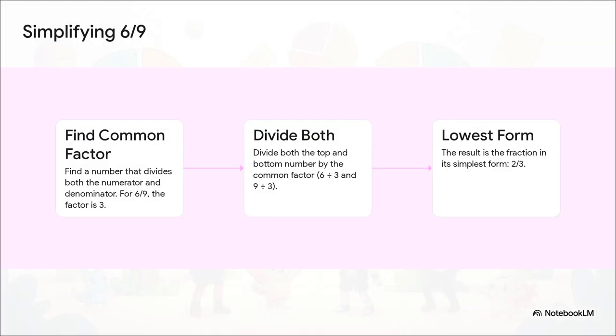See? Now, simplifying a fraction just means we're making the numbers smaller and easier to handle, but without changing how much it's worth. Let's take 6/9. You just have to ask, what number can divide both 6 and 9? 3, right? So we divide the top by 3, which gives us 2. Then we divide the bottom by 3, which gives us 3. So 6/9 is the exact same amount as 2/3. We've just put it in its simplest form.